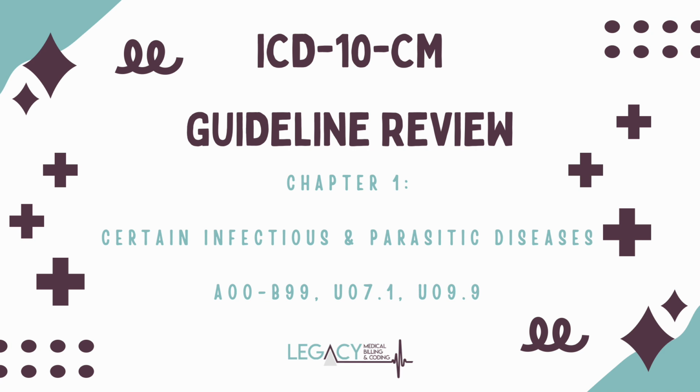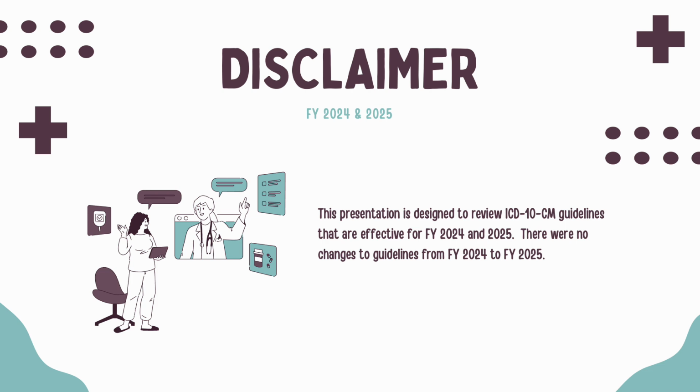This video will cover the chapter-specific guidelines for Chapter 1, Certain Infectious and Parasitic Diseases, represented by codes A00 through B99, U07.1, and U09.0. This presentation is designed to review the ICD-10-CM guidelines that are effective for both fiscal year 2024 and 2025. There were no significant changes to the guidelines from fiscal year 2024 to 2025.